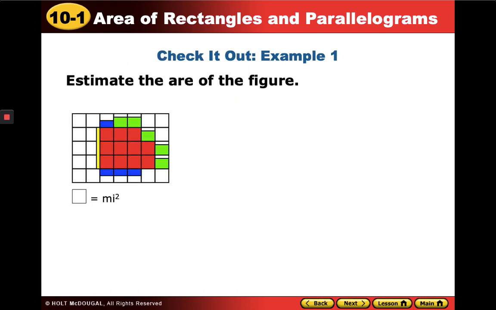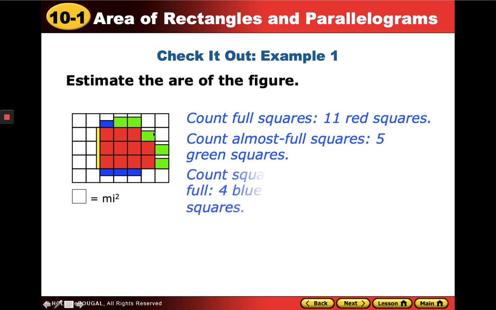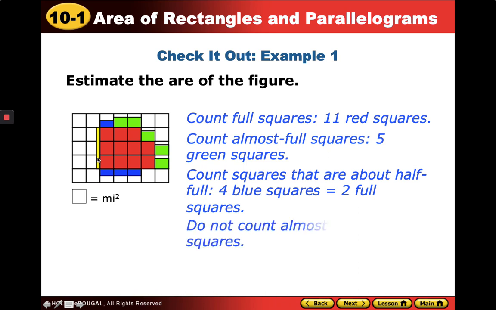Let's try another one. This one's a little easier. All the red ones added up, 11. Now the green ones, those are almost full, and there are 5 of those. The blue ones, there's 1, 2, 3, 4. You can see the blue ones are half of a whole one. So 4 of those blue ones equals 2 full ones. Now the little yellow, you don't really have to use because they would kind of fill in some of these green ones. Now if you add up the 11, the 5, and the 2, you get around 18.